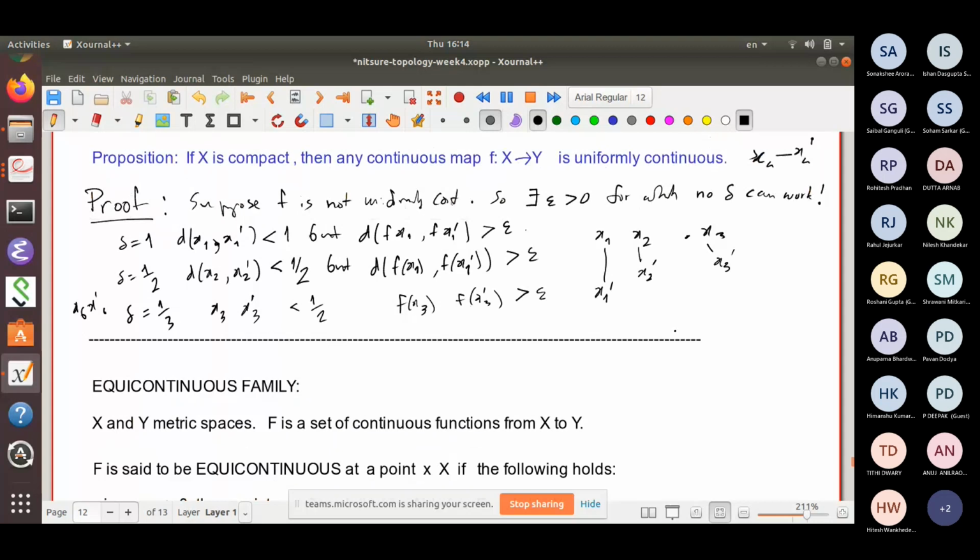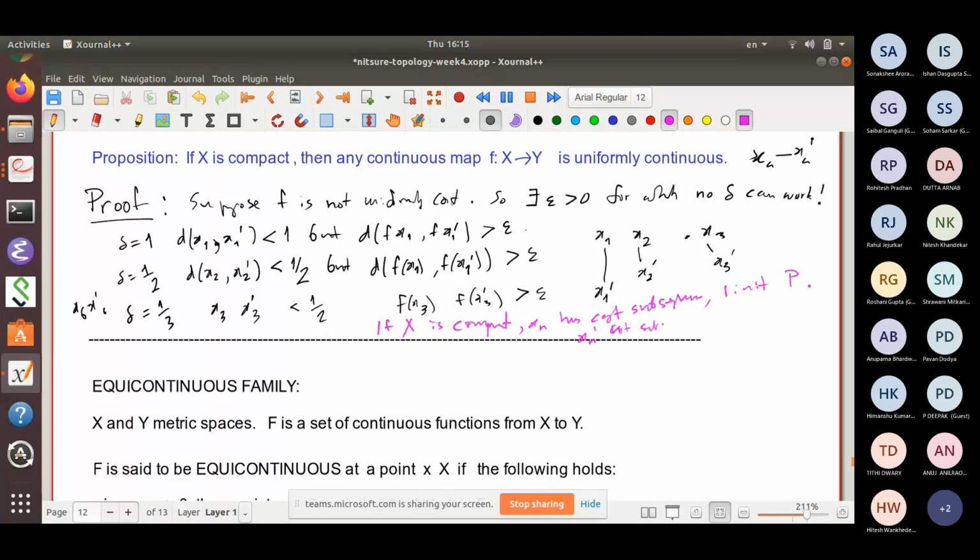So, the end of the argument goes like this. If X is compact, X_n has a convergent subsequence, with limit P, let us say. And X_n prime also has a convergent subsequence.